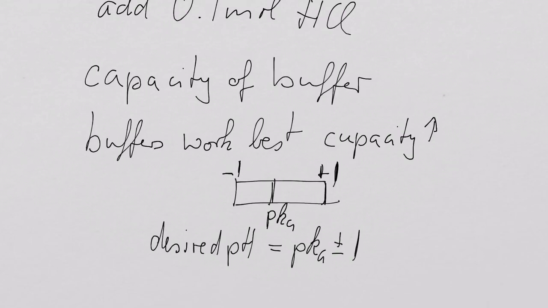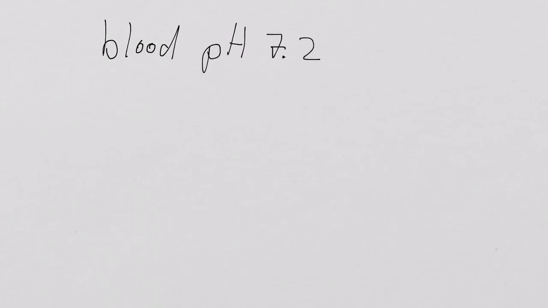So for example, blood has a pH of 7.2. It's absolutely essential to keep blood at a pH of 7.2. If it goes down to 7, you're dead in the long run. Right?